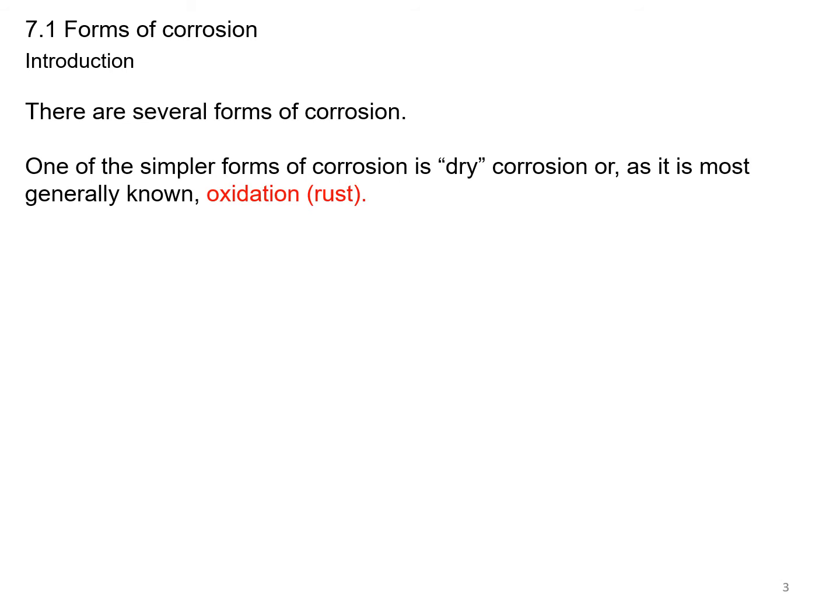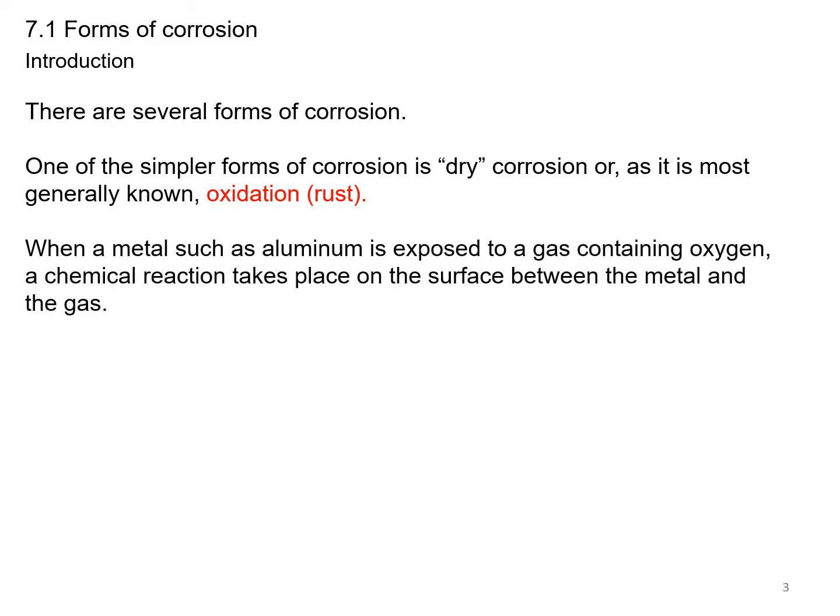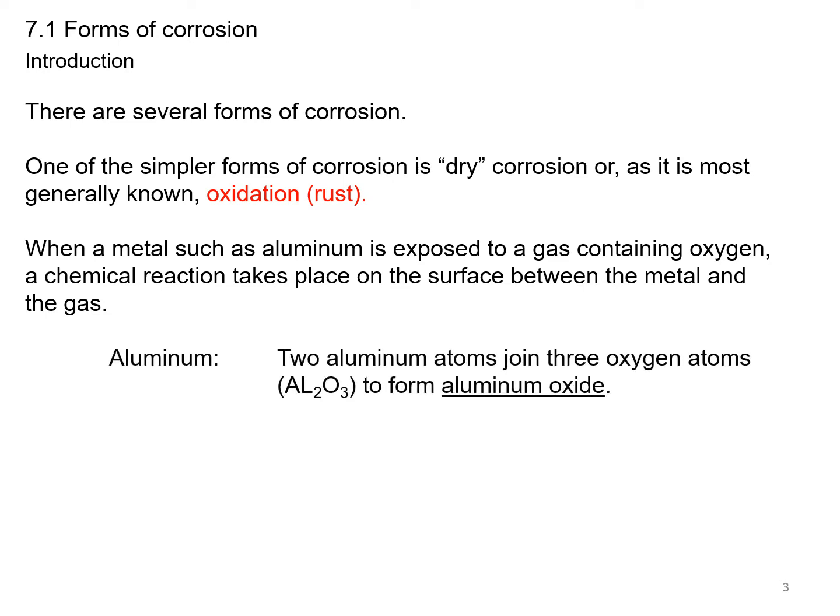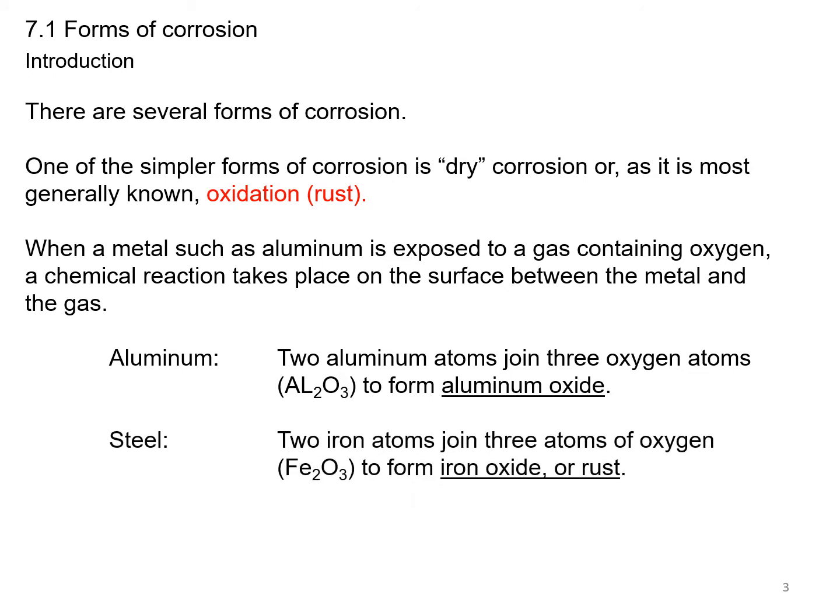One of the simpler forms of corrosion is dry corrosion, or as it is most generally known, oxidation or rust. When a metal such as aluminum is exposed to a gas containing oxygen, a chemical reaction takes place on the surface between the metal and the gas. For aluminum, 2 aluminum atoms will join 3 oxygen atoms to form what we call aluminum oxide. On steel, 2 iron atoms join the 3 atoms of oxygen to form iron oxide, or what we call rust.